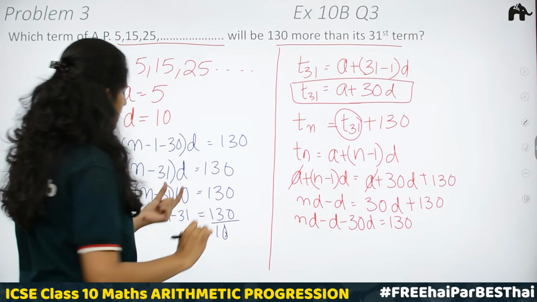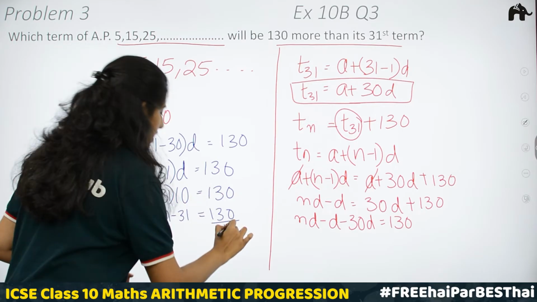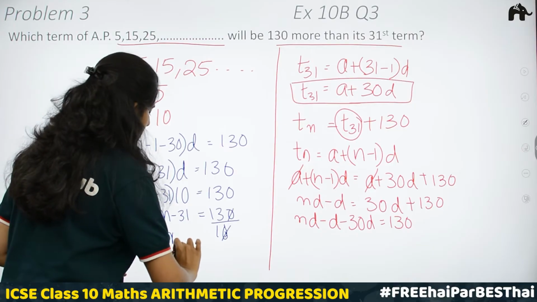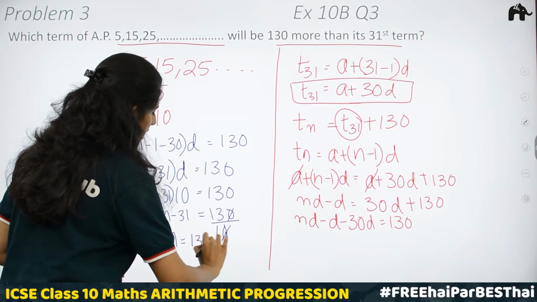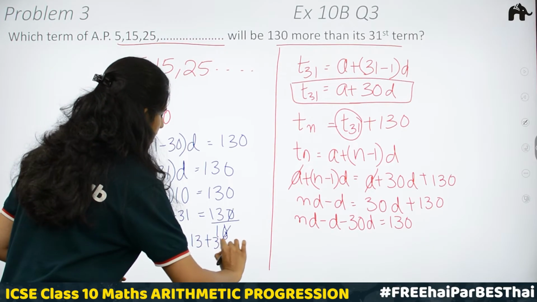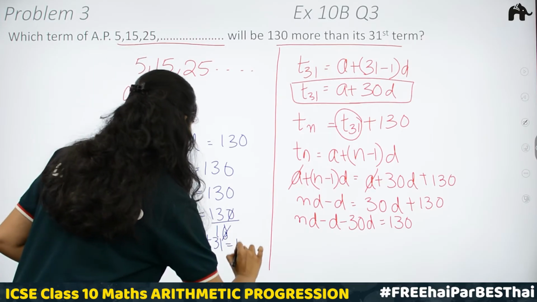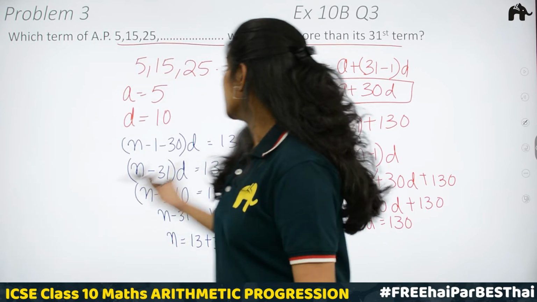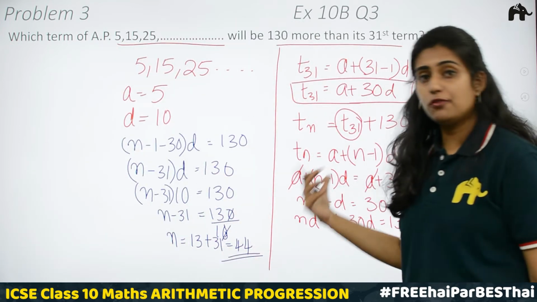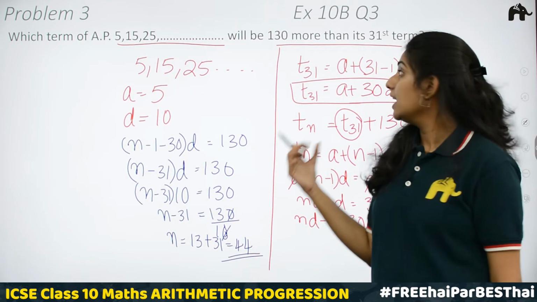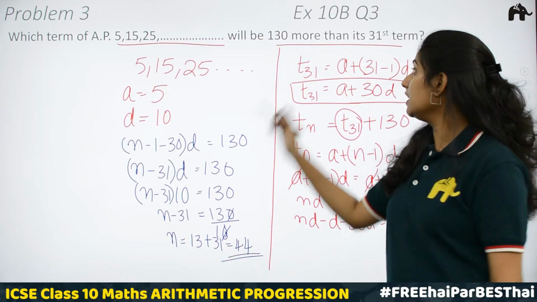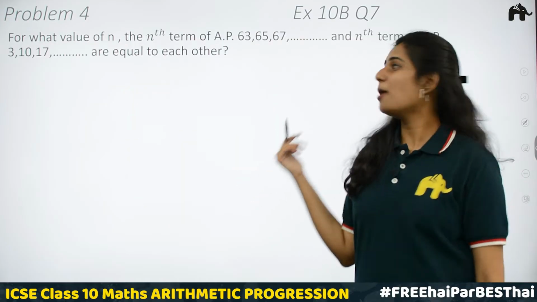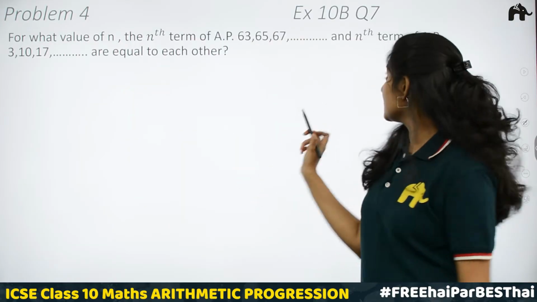I am bringing this 10 to the opposite side. We can cancel these zeros. We get 13 here, which means n is equal to 13 plus 31, that is equal to 44. Value of n is equal to 44. Nth term is 44th term. Here 44th term will be equal to 130 more than 31st term. Clear?